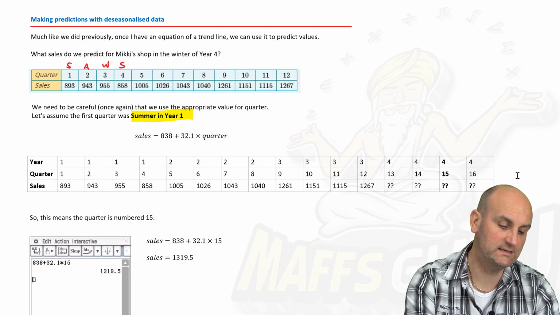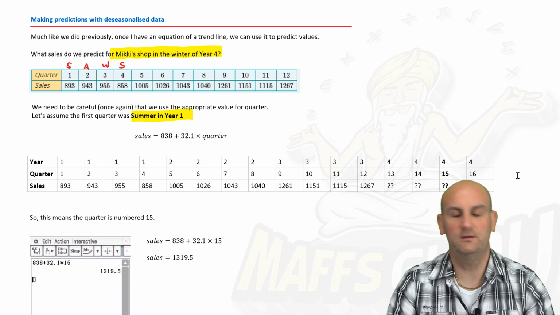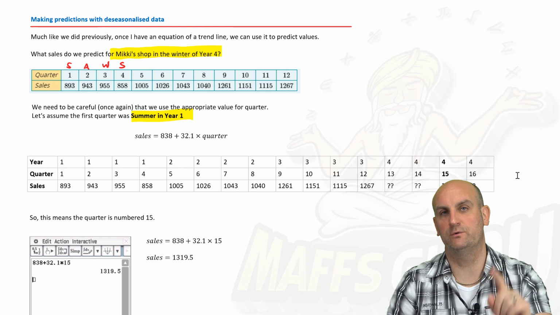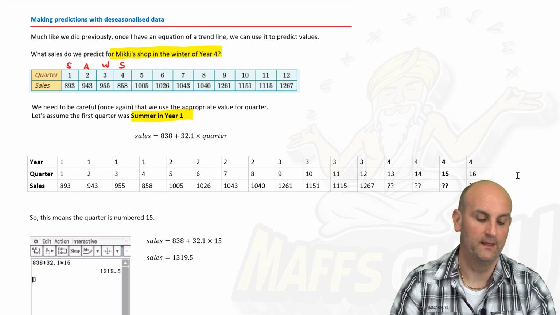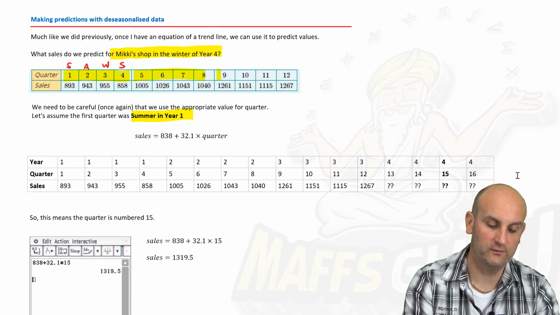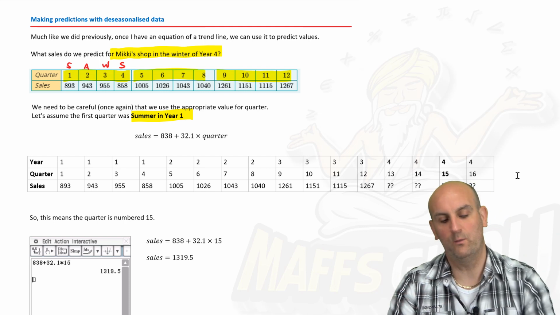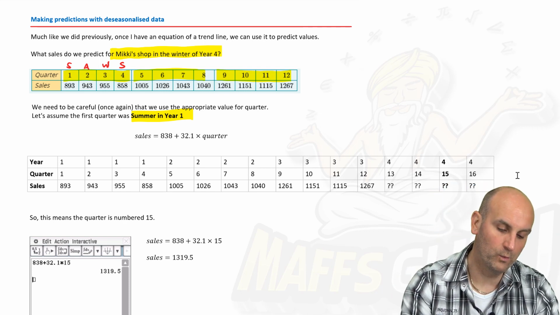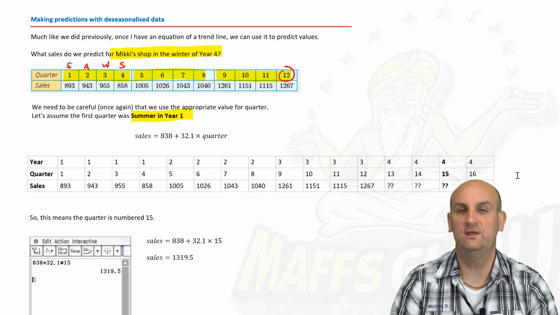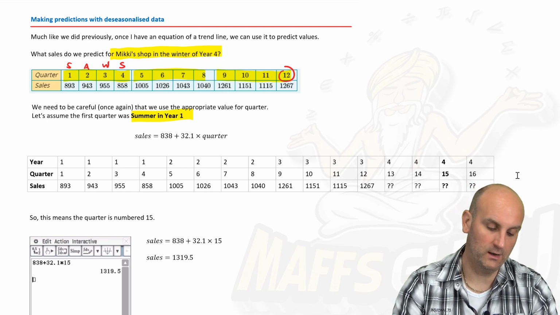Now, the question basically says, can we predict the sales for Mikey's shop in winter of year 4? Her actual sales. There's going to be 2 steps to this. Winter of year 4, well, the problem is we only have 3 years of data. There is 1 year, there is 2 years, and there is 3 years. So I need to now extend my table out and work out what number my winter of year 4 extends to. So I've done that for you below.